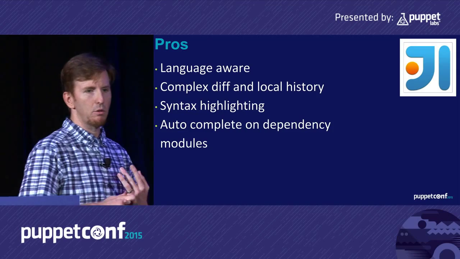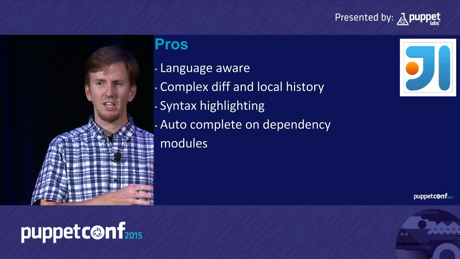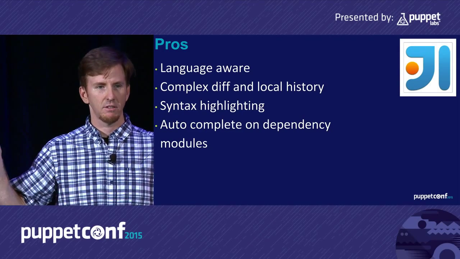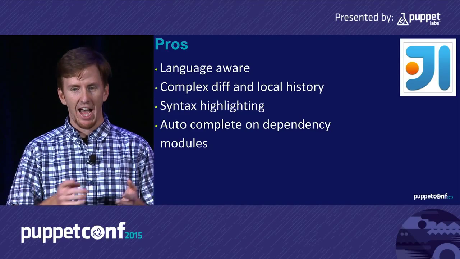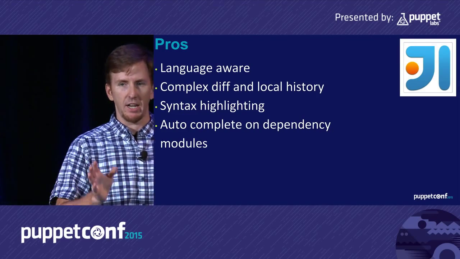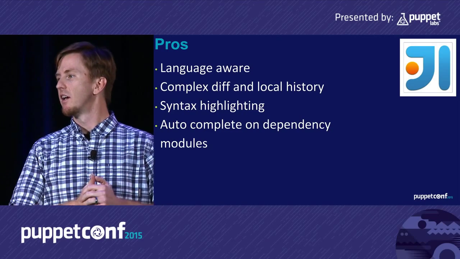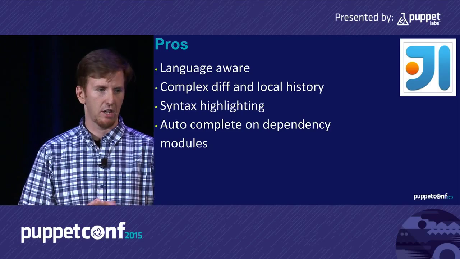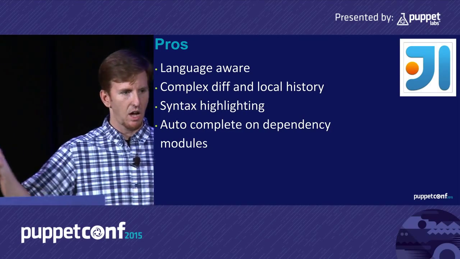Complex diffs and local history. I have so many times made changes to my Puppet code. I try to test it, and all of a sudden, it just breaks. I'm like, oh, God, it was working 5 minutes ago. What did I do? I didn't commit it to Git. OK, well, bad on me. But I'm iterating right now. It actually saves local copies in the history so that I can go back and look at the history of that particular file and what changes I've made. Syntax highlighting, that's common amongst most of them.